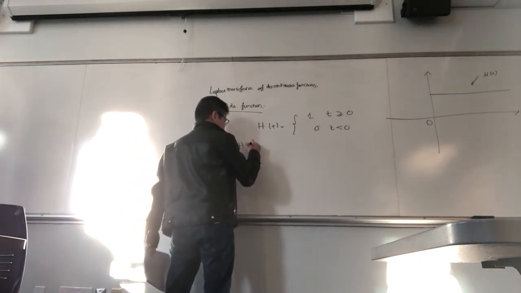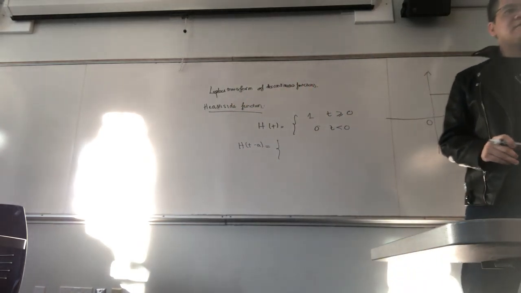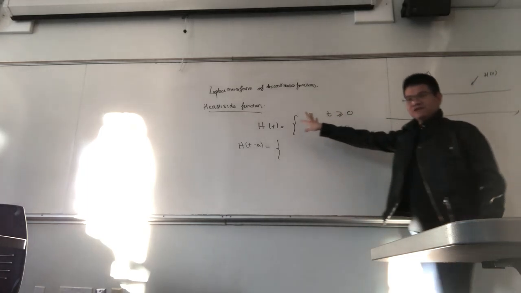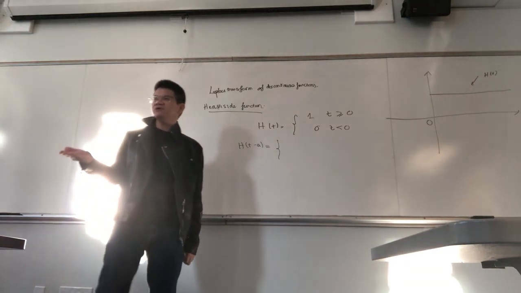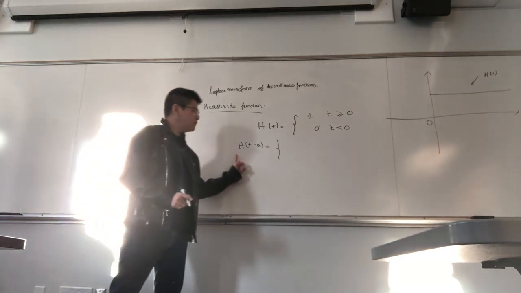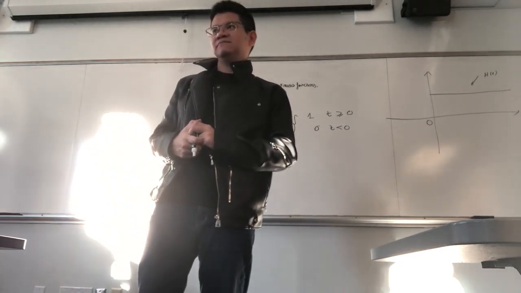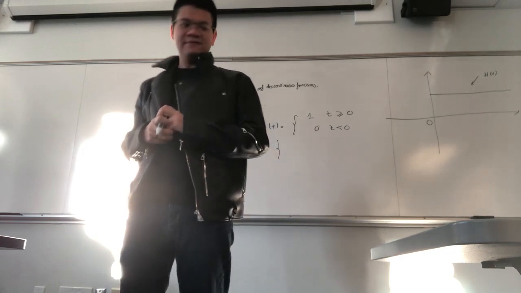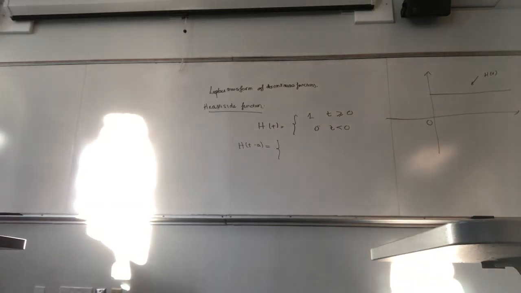So what is h of t minus a? I explain again. A Heaviside function is a function which is 1 when t is positive, and it is 0 when t is negative, right? So how can I define the Heaviside function h of t minus a? Would it just be 1 when t minus a is greater than or equal to 0, and 0 when t minus a is less than 0? Yes, I have the back of this.